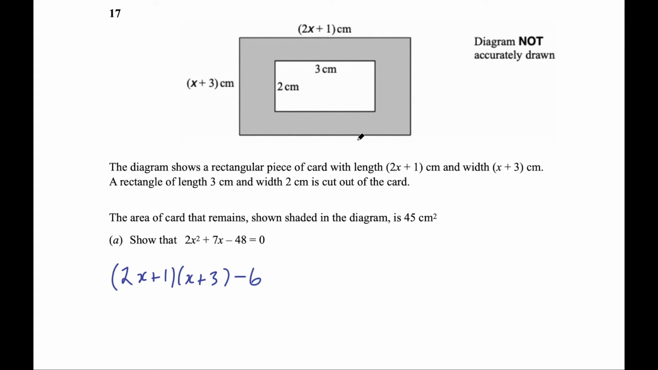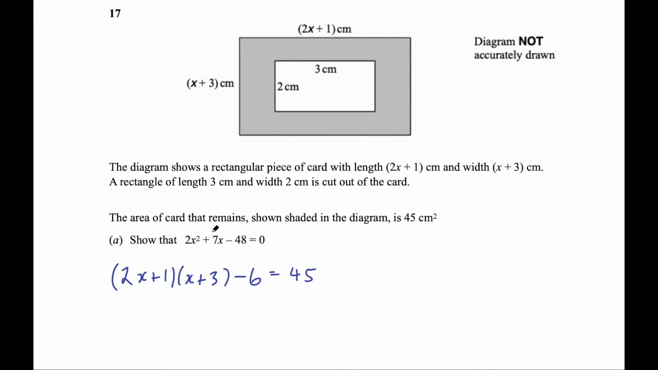You need to understand this about shapes where you cut a section out. To find the remaining area, you find the area of the larger shape and subtract the area that they've cut out, or the area of the smaller shape, to get that remaining shaded area. So the large rectangle, take the small rectangle, 6 is going to equal that 45 centimeters squared that they give us. All right, now we've got an equation.